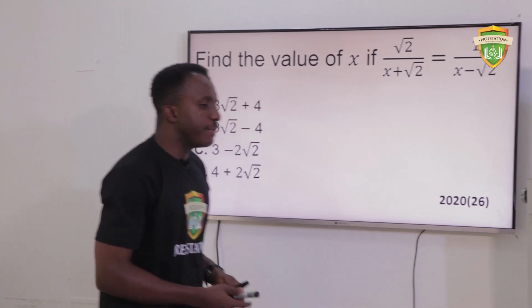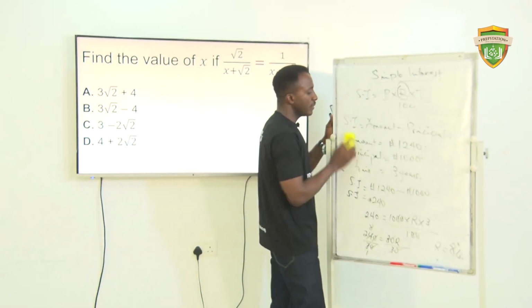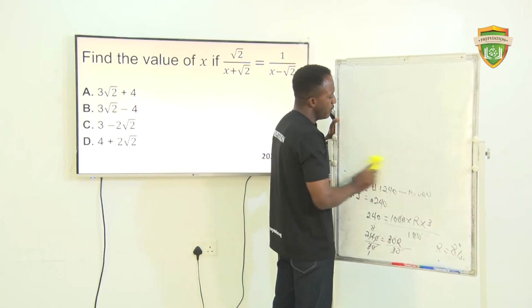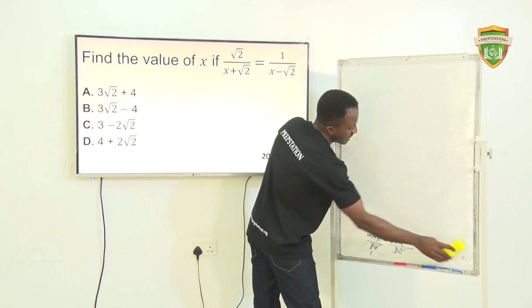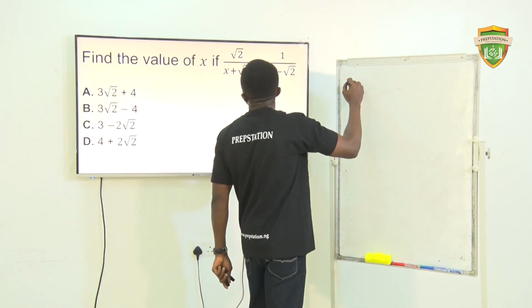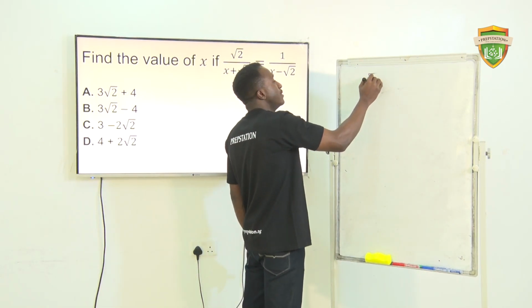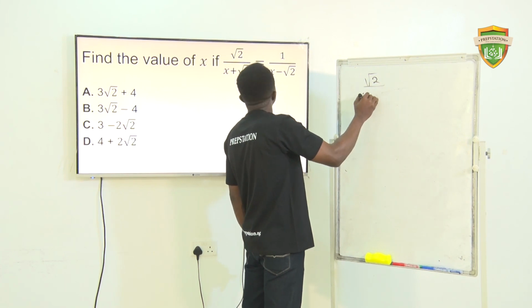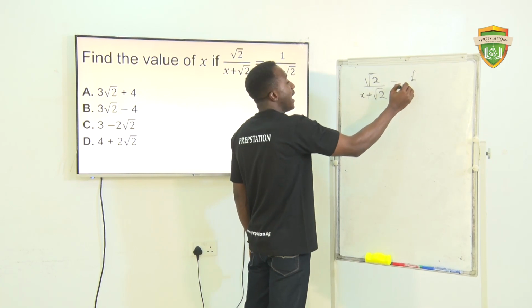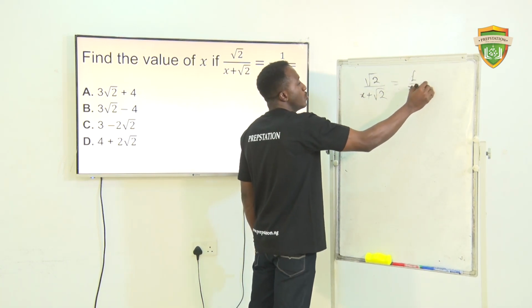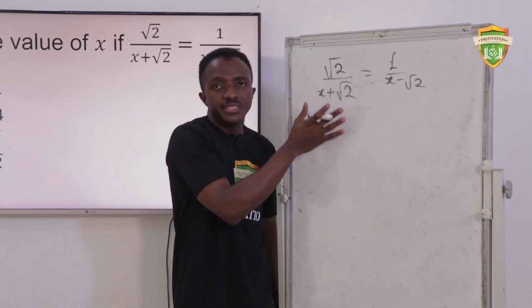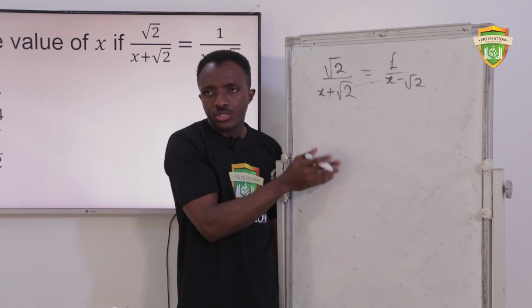Now we're looking at something very important. We're going to surds. Don't forget, get the syllabus from that website I gave you. You'll find all of these topics under numbers and numeration. Now, what do we do with surds? We have a question that says, find the value of x if root 2 over x plus root 2 equals 1 over x minus root 2. Look at this. Now we have both fractions and surds.